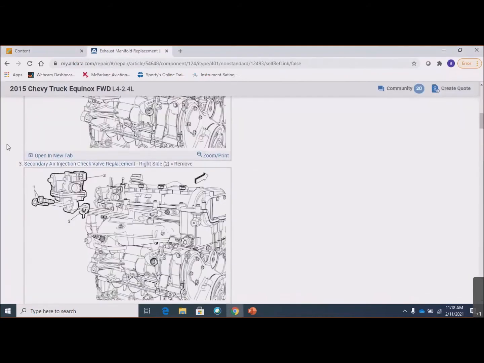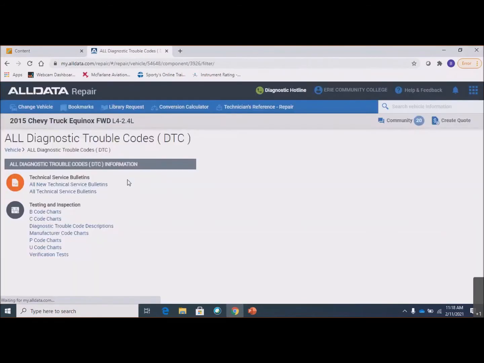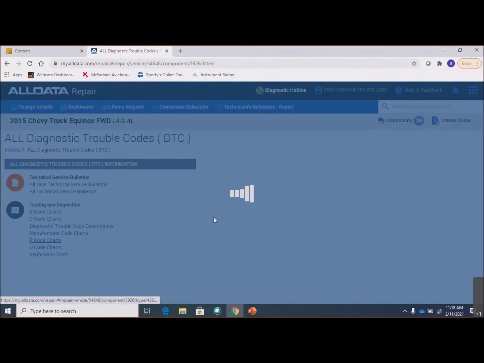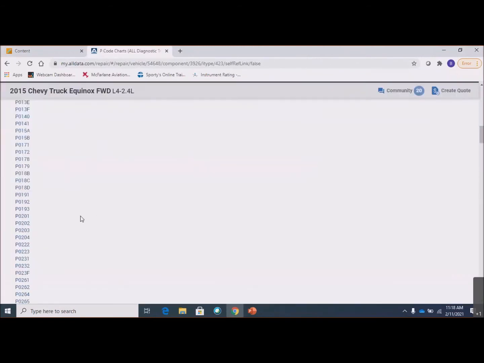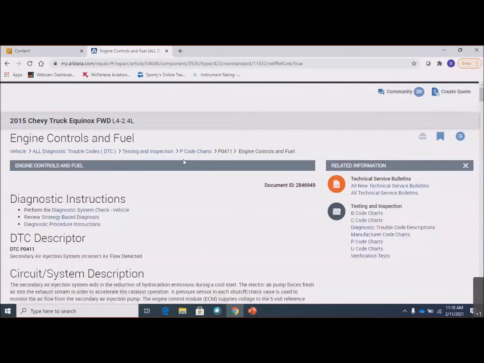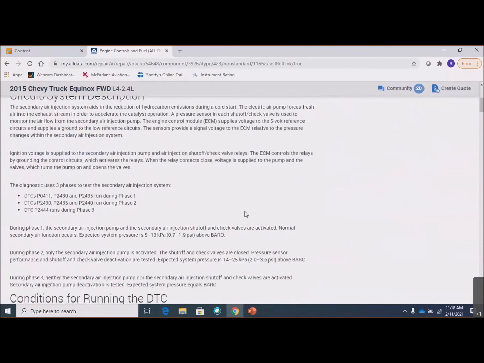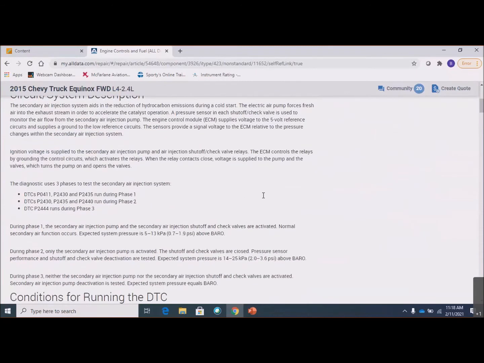We had a code P0411. So here's P code 0411. And that code is for incorrect airflow detected. And you can read again what the secondary air system's job is and all of that. But the code has the diagnostics for the code.